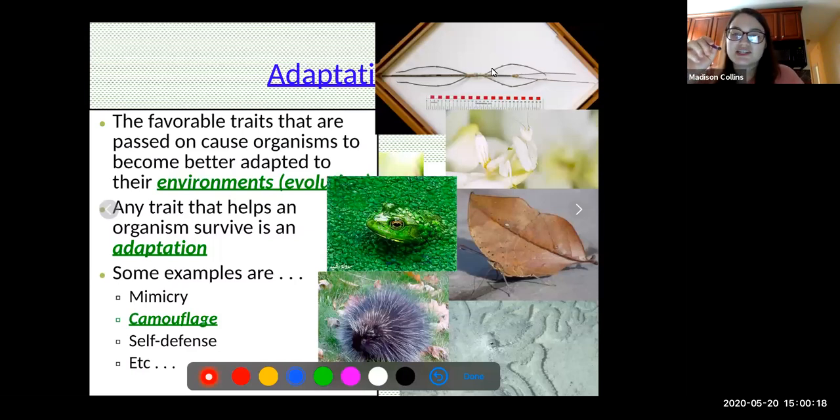Some examples of camouflage can be seen here. This praying mantis is white and it blends in with that white flower that we see. So it's not as easily spotted.